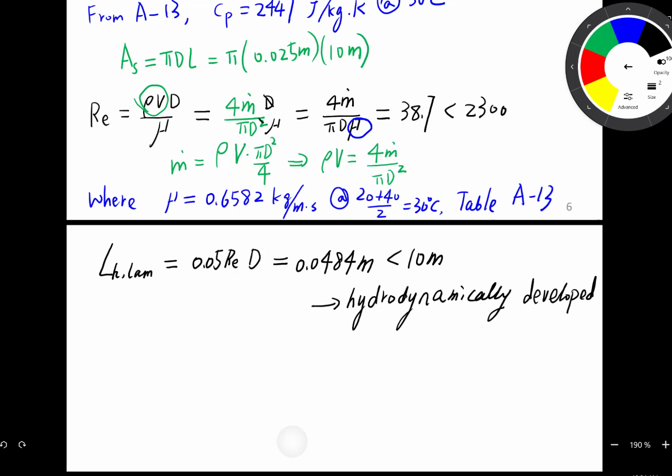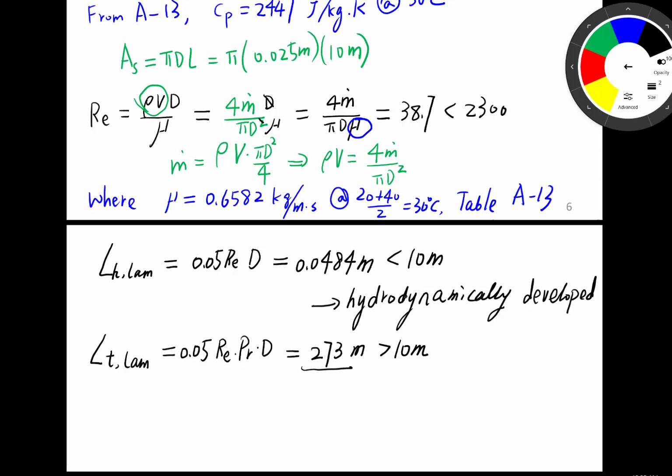Then let's compute the thermal entry length. Plug in numbers, we find it is 273 meters. This is larger than 10 meters. So you know, the flow would not be thermally developed until it flows to this location. So apparently, by the end of this tube, the flow does not have the opportunity to be developed. So it is thermally developing.